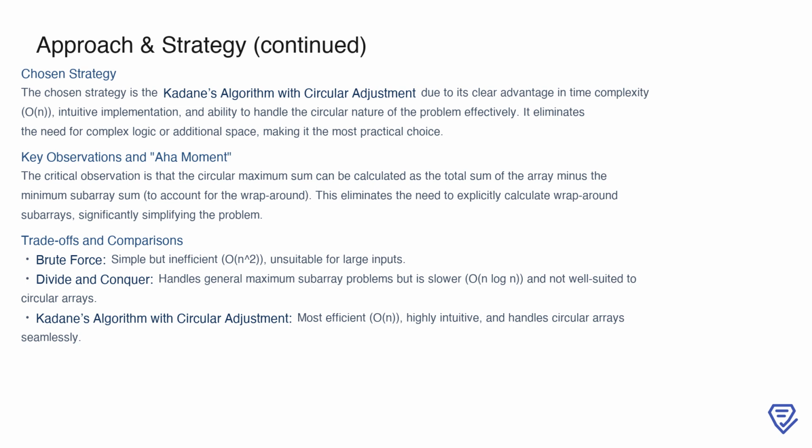When comparing trade-offs, the brute force approach is simple but inefficient with O(n²) time complexity, making it impractical for large inputs. Divide and conquer, while effective for general maximum subarray problems, is slower and not well suited for circular arrays. In contrast, Kadane's algorithm with circular adjustment is the most efficient, operating in O(n) time and requiring minimal space. It's this combination of efficiency, simplicity, and adaptability that makes it the optimal choice for solving this problem.